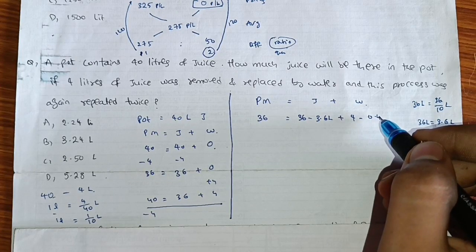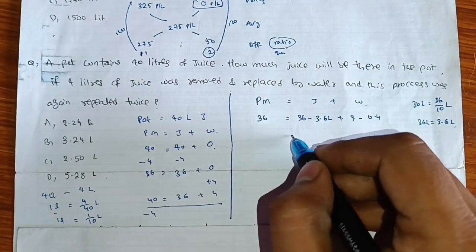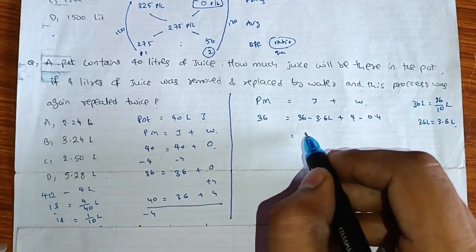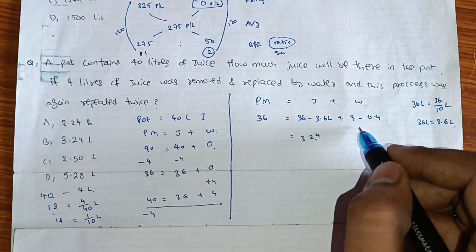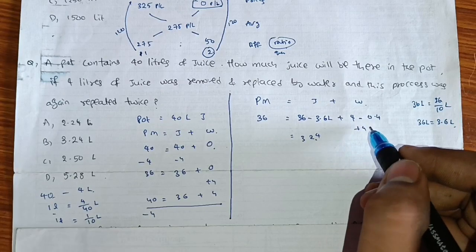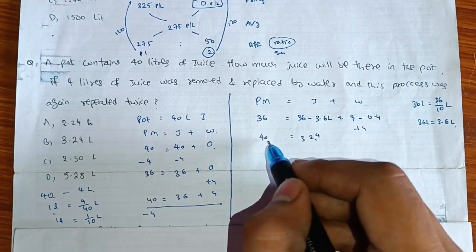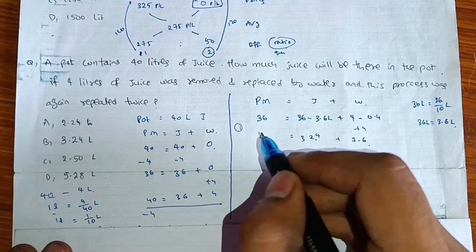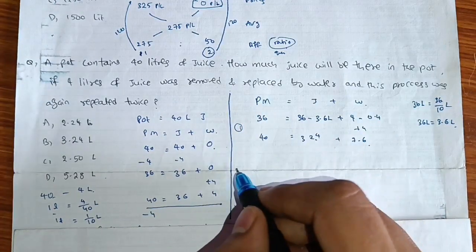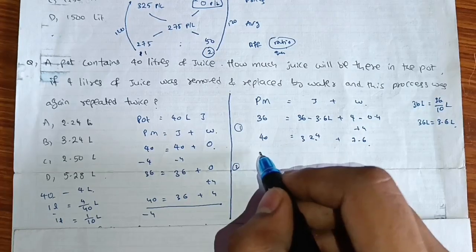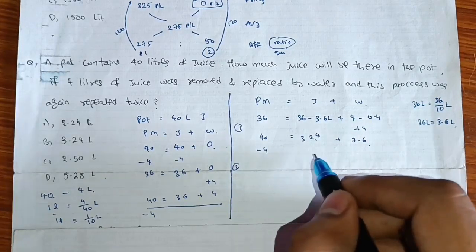So I think you have got the idea. When we do this, we get 2.4 liters of the juice, which is again replaced with 4 liters of water. So it becomes the same again one more time. This is repeated 2 times, so for the second time he is going to remove 4 here.